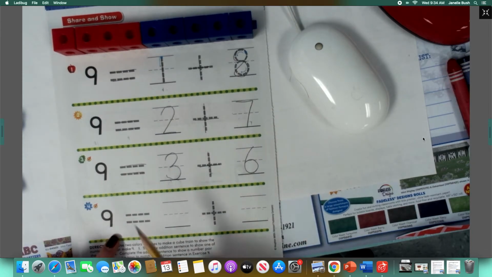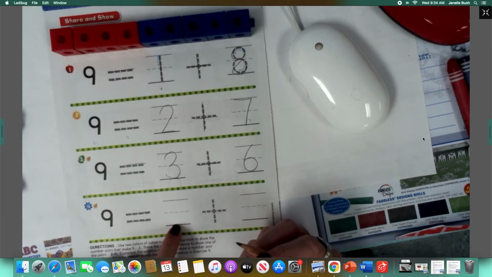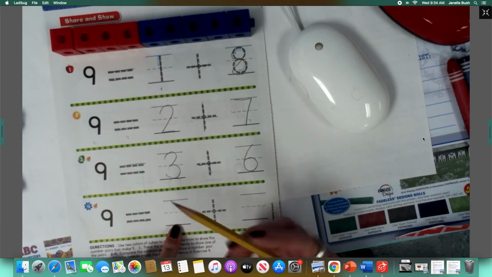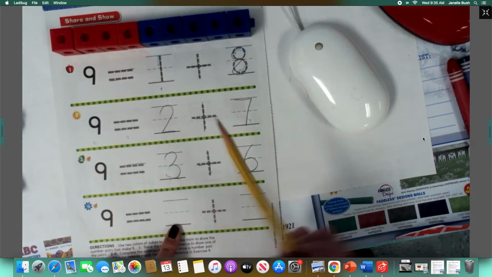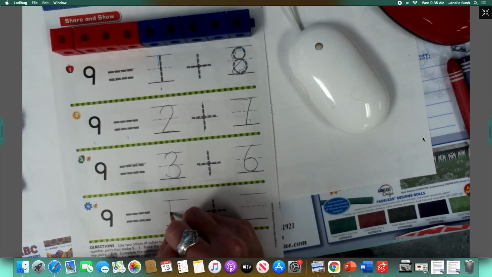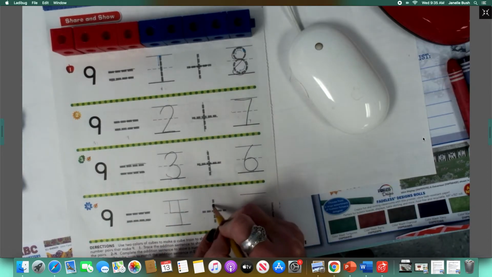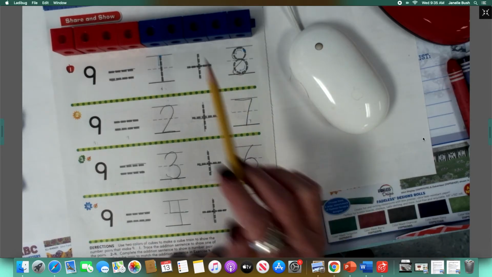All right, so we've got 9. Trace your equals. Now remember, this first blank is how many red. Count your red. How many red were there? Yes, there are 4, so you should write the number 4. Trace your plus sign. Now, this blank right here is going to be how many blue.